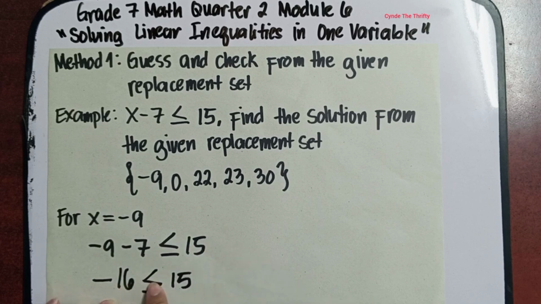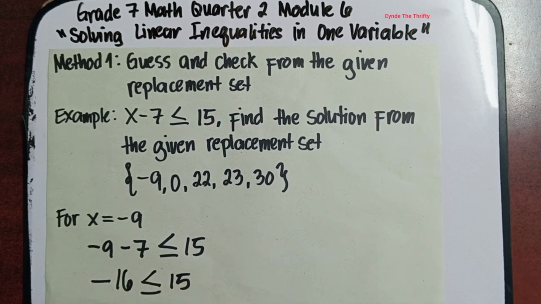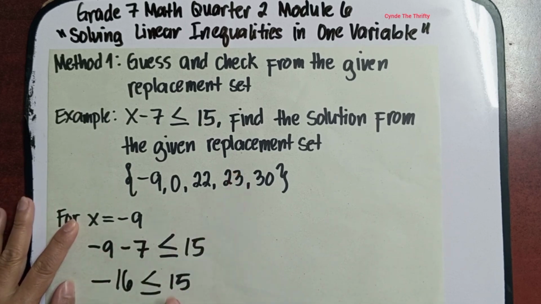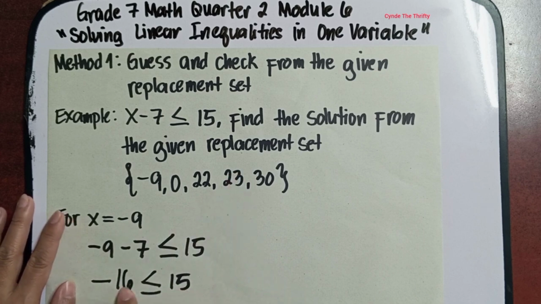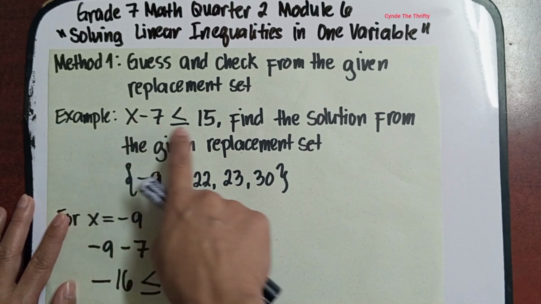Okay. So, tama ba ang inequality nating ito? Negative 16 is less than or equal to 15. Tama, dahil ang negative integer is less than always sa positive integer. Kahit na 16 pa yan siya, since negative siya, ibig sabihin maliit pa rin ang kanyang value compare kay 15. So, ibig sabihin tama ang ating solution na si negative 9 ang value ng x kasi negative 16 is mas maliit siya compare kay 15. So, this is true. Thus, negative 9 is a solution. So, ibig sabihin, si negative 9 is a solution to our linear inequalities.